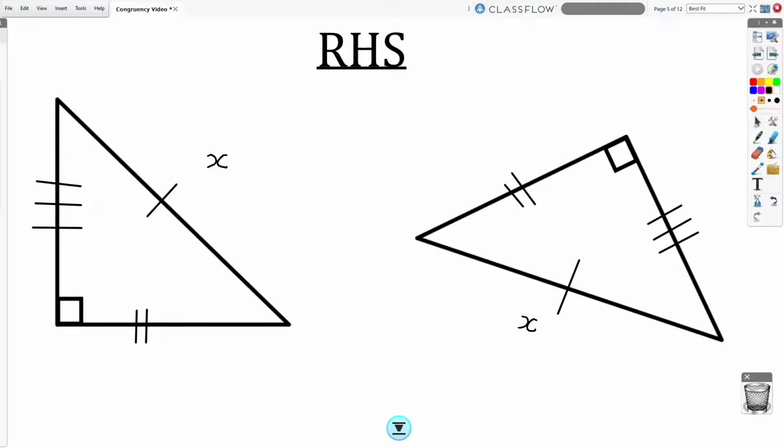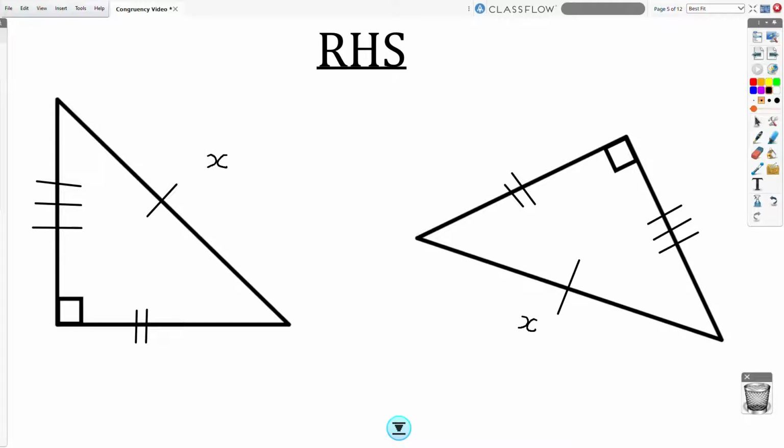Now one set of letters we're not considering is AAA, which is angle, angle, angle. The reason why that's not congruent is even though the angles are the same, the sides could be scaled up and the angles could still remain the same in another triangle. So then those 2 triangles wouldn't be identical. So that's just one you have to avoid.